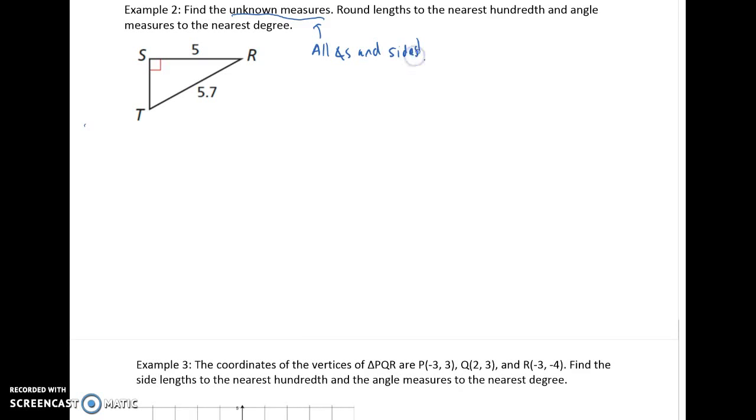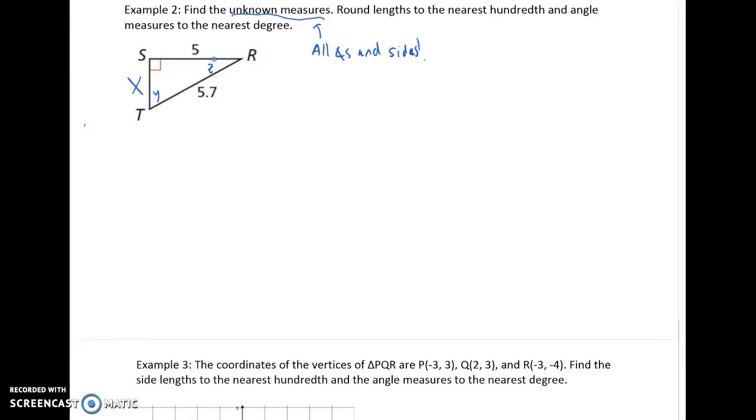And you don't have to use trig for all of these. So you can, for example, look at this, and I have 5 and 5.7. I'm just missing st. Well, I can use my Pythagorean theorem here. But again, it's kind of up to you and what you feel the most comfortable with doing. Okay? But let me go ahead and label what I'm missing. So I'm missing the side st, I'm missing angle t, and I'm missing angle r.